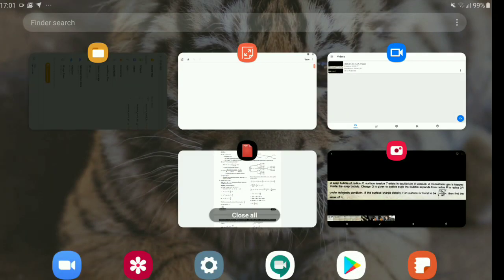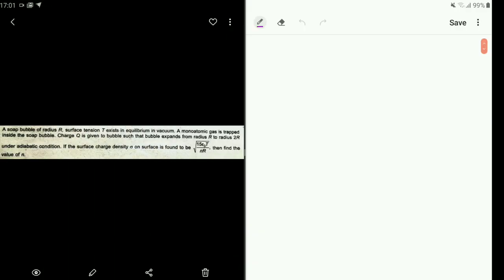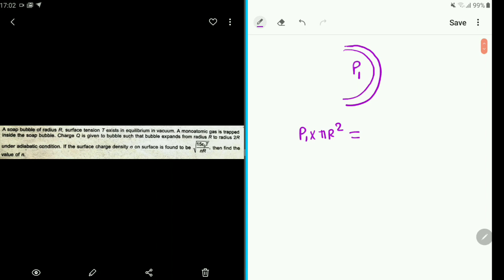Okay, so let's solve now. I'm splitting my screen. In front of you, you are seeing the question as well, and I hope the question is very clear and visible to you. Initially there is an initial pressure P1, and that is balanced by the surface tension. This is a bubble. How many surfaces are there in the bubble? Of course there are two surfaces, so the surface tension will be according to the two surfaces.